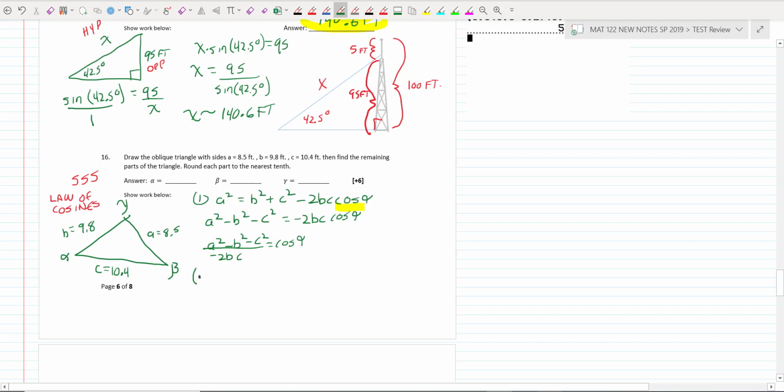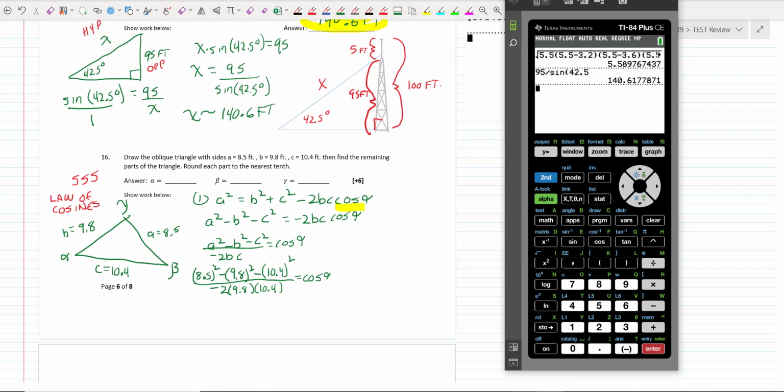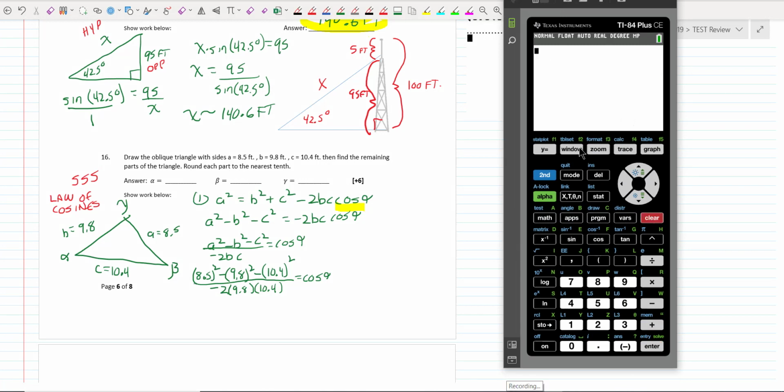So A is 8.5, B is 9.8, C is 10.4, and of course I'm going to use a calculator on this, then negative 2 times B times C, like that, and that's equal to the cosine of alpha. Okay, so it's time to get your calculator and make sure you have everything done on here. Be careful. I like to do this in two steps, so I'm going to do 8.5 squared minus 9.8 squared and minus 10.4 squared.